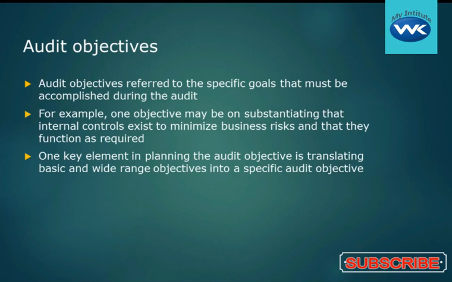One of the key elements in planning the audit objective is to translate your basic and wide range objectives into specific audit objectives. How else can we say it? That was pretty wide range, say as an example, making sure your internal controls exist to minimize business risks. Well, that's not actually even very specific, right? It's a very wide range objective as far as the overall number of controls we might be looking at. But our goal is to figure out how we can get that into the specific audit objective, which is, are they functioning as required in minimizing business risk?